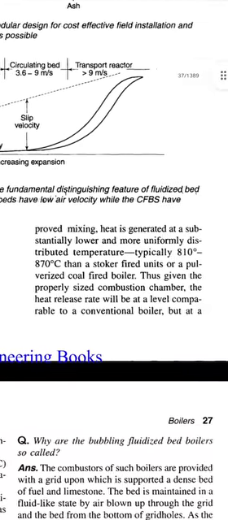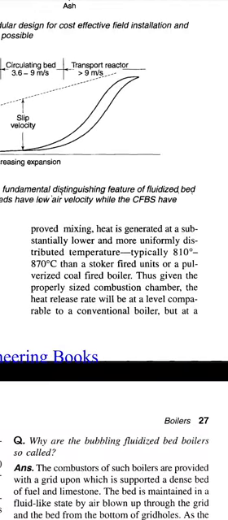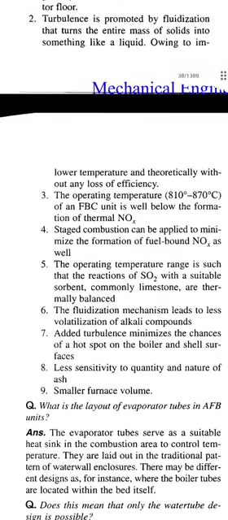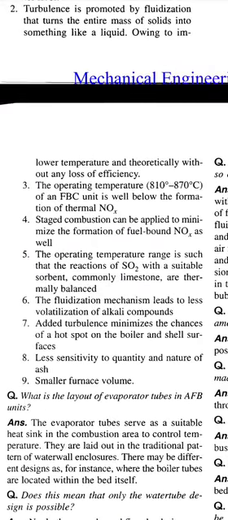Owing to improved mixing, heat is generated at a substantially lower and more uniformly distributed temperature, typically 810 to 870 degrees Celsius, than stoker fired units or pulverized coal fired boilers. Thus, given a properly sized combustion chamber, the heat release rate will be at a level comparable to a conventional boiler but at a lower temperature and theoretically without any loss of efficiency.